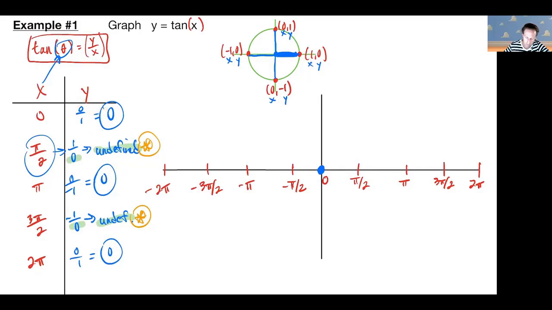Then when we went to pi over 2, we said it's undefined. So what do you think? What could we draw to let them know that when we input 90 degrees or pi over 2, that there was nothing up or down, no output for our y value when we put in that 90 degrees or pi over 2? What do you think?